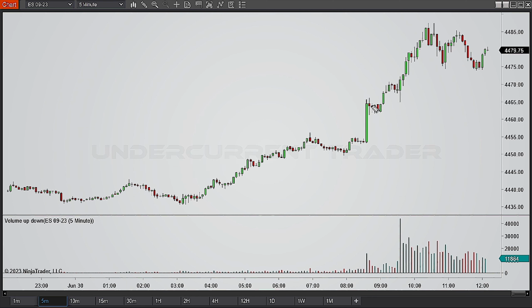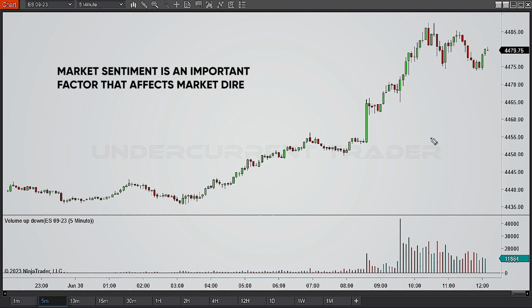These sideways movements signal, in my view, a potential price increase. And this is because during each accumulation phase, higher lows have been created, indicating a growing positive sentiment in the market. Market sentiment, as you already know, is an important factor that affects market direction or market bias, meaning in this case, traders generally believe the market will perform well.